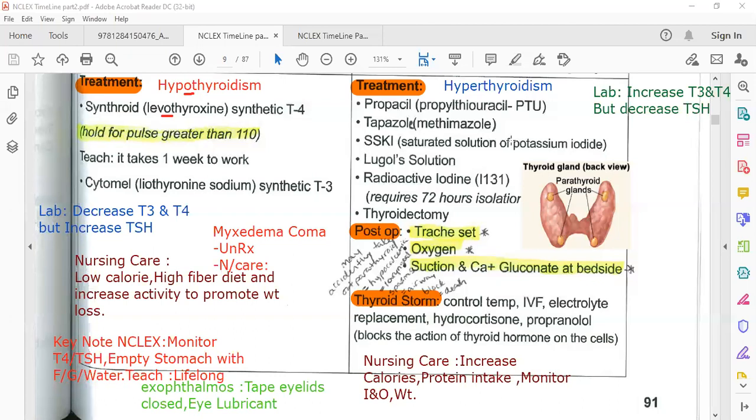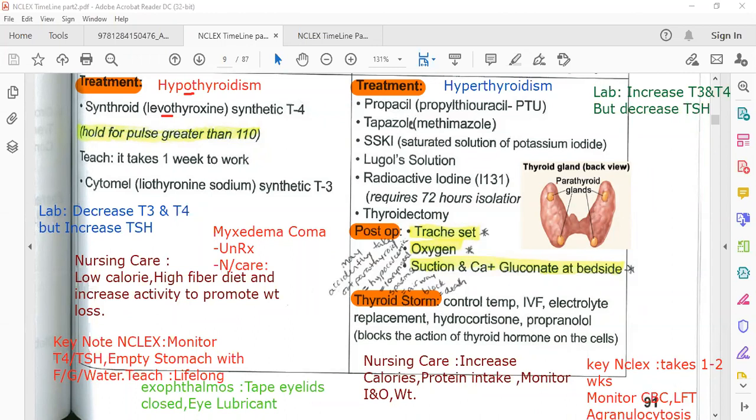So what are the key notes you have to know for your patient? When my patient is taking PTU, or propylthiouracil, what are the key notes we should know? This is a key point for the NCLEX exam. Usually propylthiouracil takes 1 to 2 weeks for full effect, so it takes time to start working. When a patient is taking PTU, we monitor the CBC, complete blood count, and liver function test, because PTU has a hepatotoxic effect.